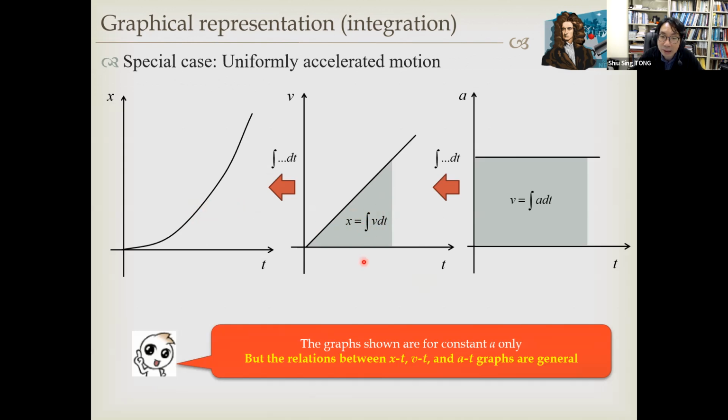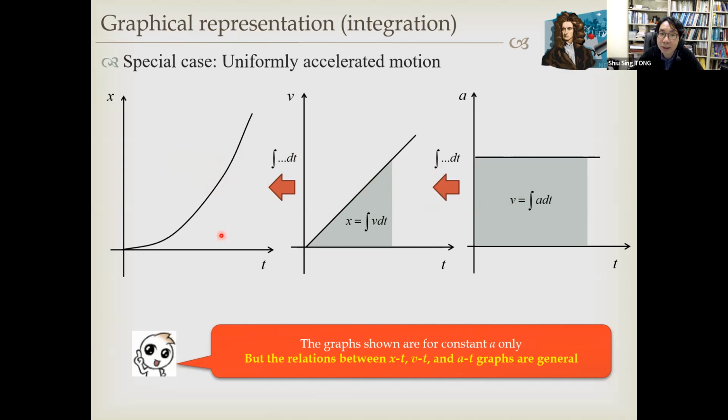Okay. Now I show this graph for you. The shape of the graph that I showed to you is for constant acceleration only. But the relationship between the x-t, v-t, and a-t graphs is general. You go from x to v and then to a. Each time you have a differentiation. If you go from a to v to x in this direction, then every time that involves an integration.